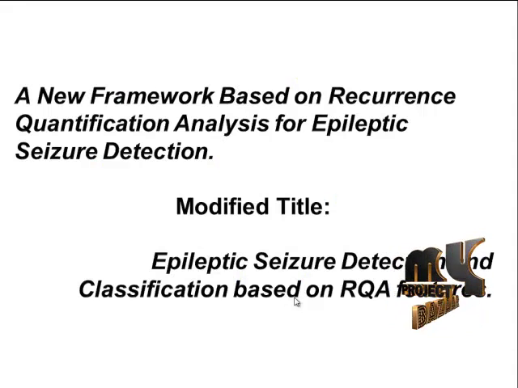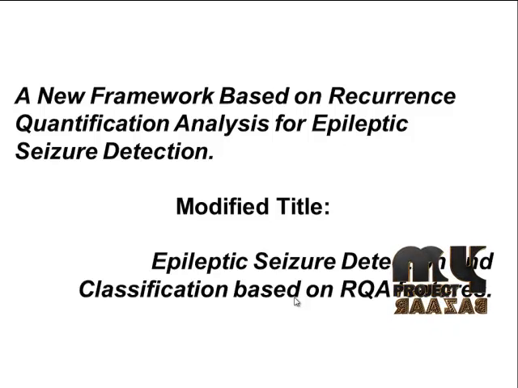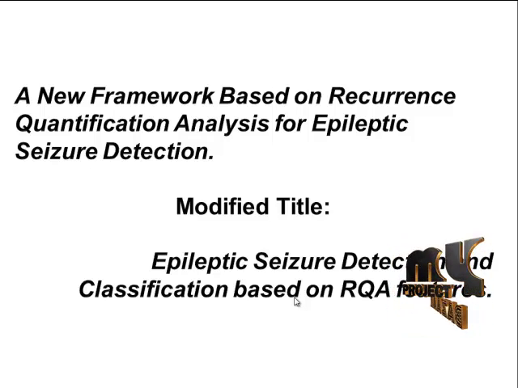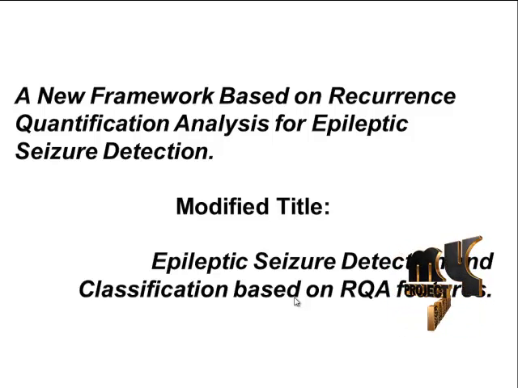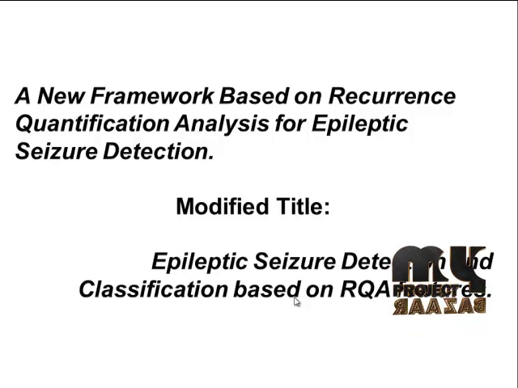Let's discuss the product. Our product takes a new framework based on recurrence quantification analysis for epileptic seizure detection. This product represents applying recurrence quantification analysis, that is RQA, on EEG recordings and their subbands. The subbands are delta, theta, alpha, beta and gamma for epileptic seizure detection.